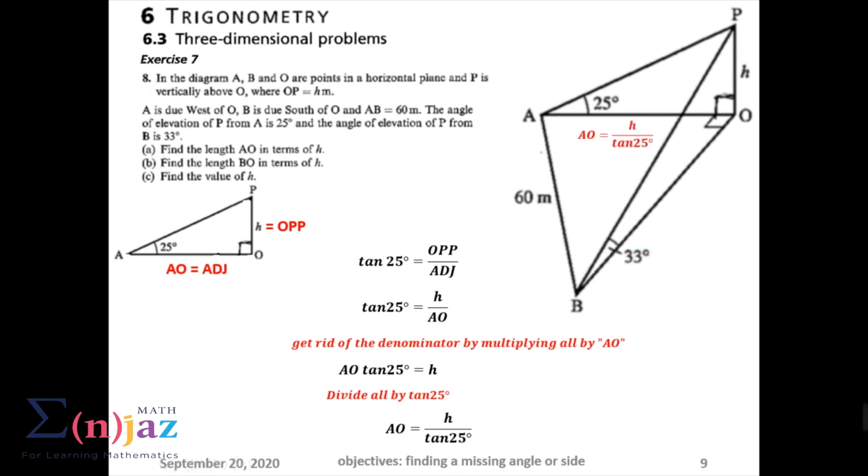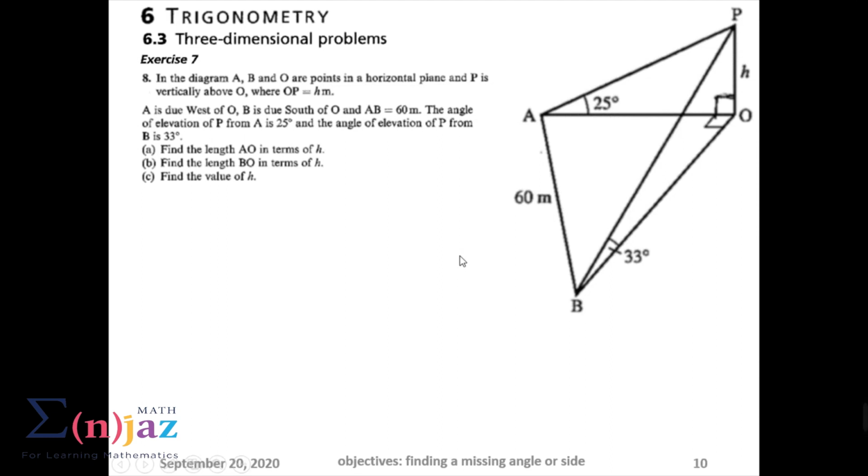So we found AO is equal to H over tan of 25. Let's move to the second part of the question, which is finding BO. So BO or OB side is unknown. Accordingly, we're going to use triangle POB, or we can name it BOP, to work out the length of OB in terms of H. And that's the sketch.